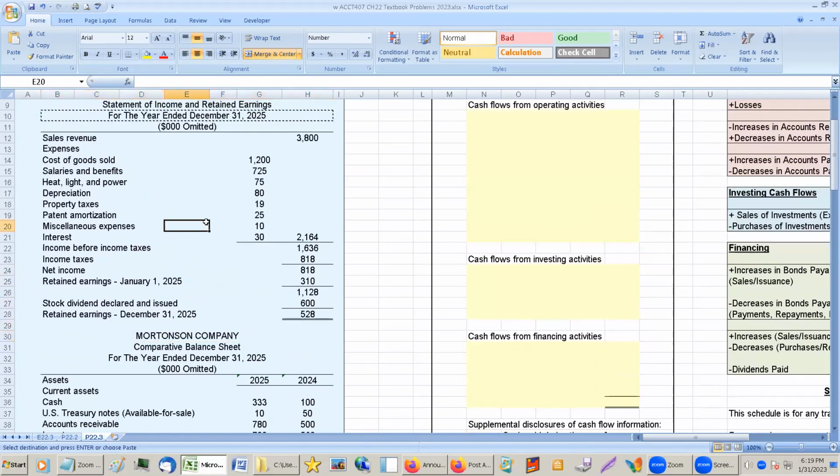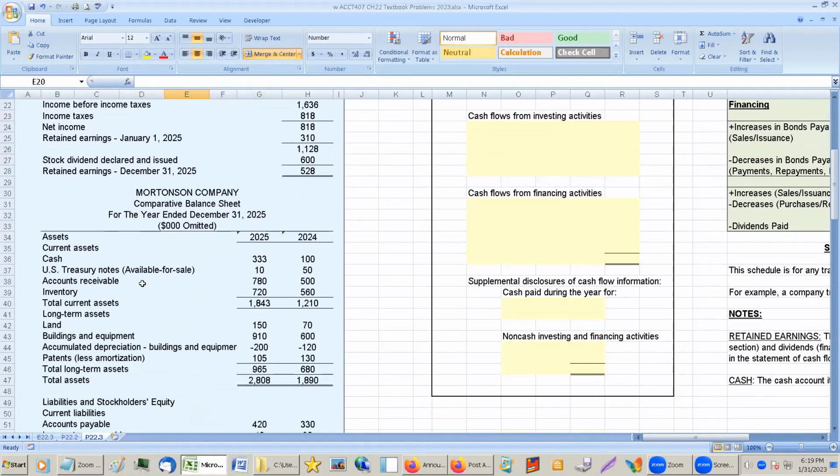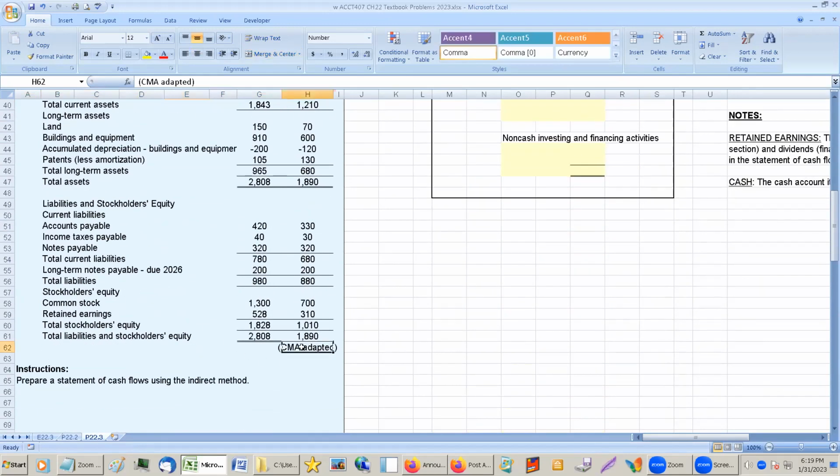Anyway, this is a CMA adapted problem. So this was more than likely on the CMA exam. I don't know if you guys have talked about the CMA exam in other classes. It's a certified managerial accountant. I regard it very high. I actually am one. That's not why I regard it highly, but it's a really good exam.